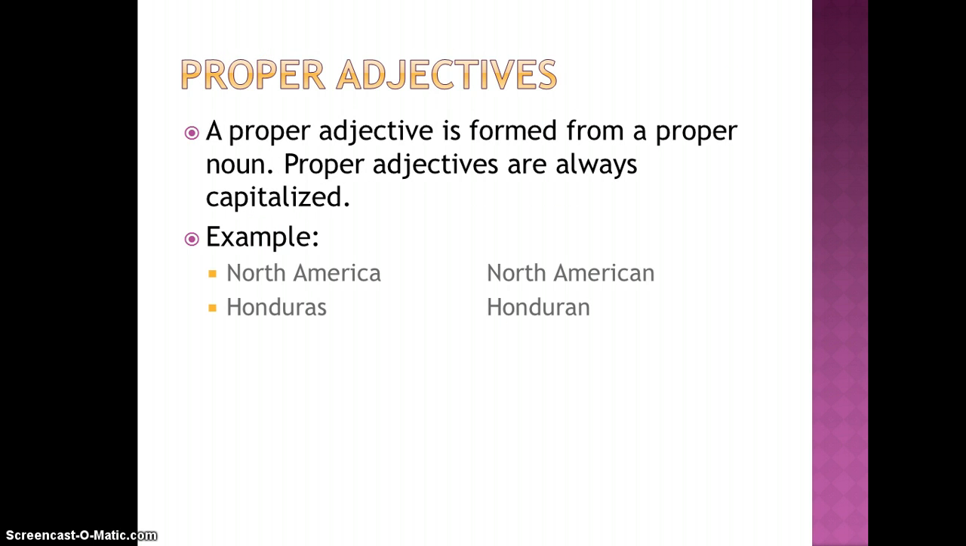Okay, and then finally we have proper adjectives. You've heard of proper nouns before. You may not have heard of proper adjectives, but proper adjectives are formed from a proper noun. Proper adjectives are always capitalized. So if you have your proper noun, North America, Honduras, you could make them into proper adjectives if they're modifying or describing a noun, such as North American food or Honduran food, or you're making them descriptive.